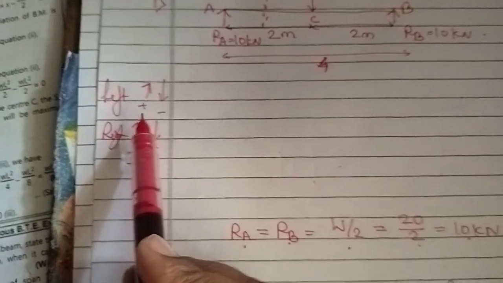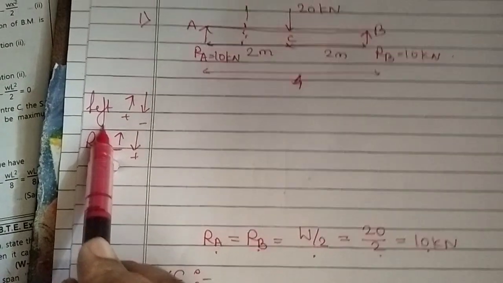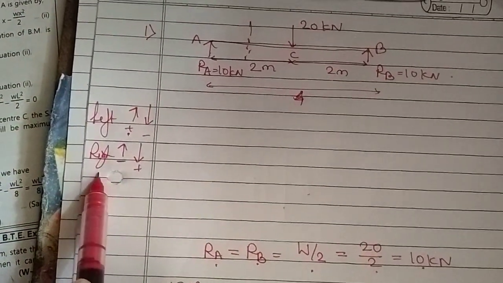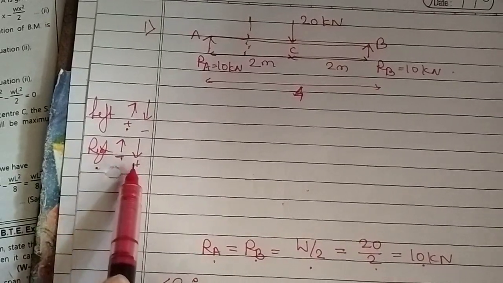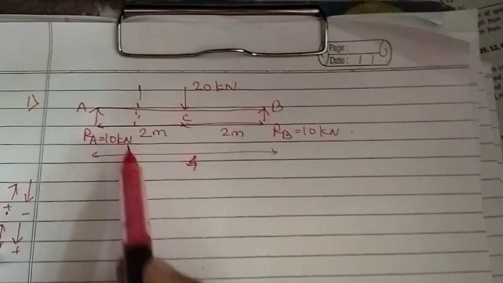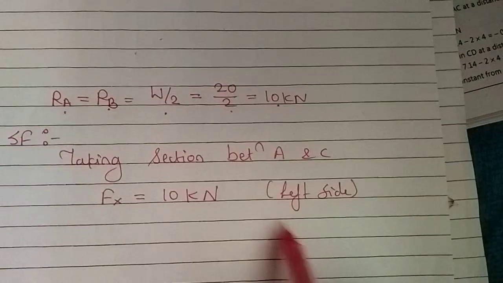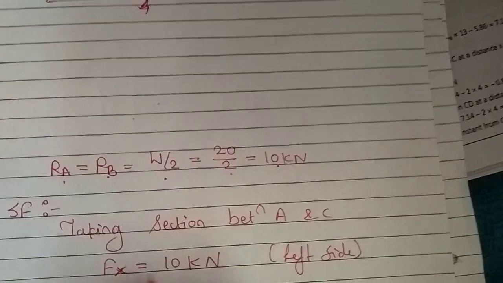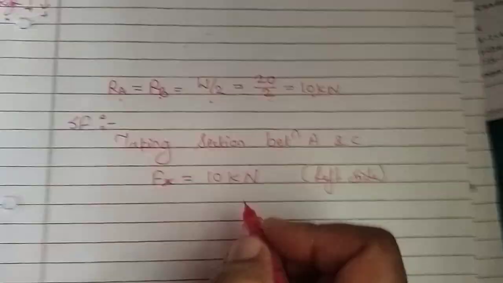What is our shear force rule? If we are considering the left side, upward is taken as positive, downward is taken as negative. And if we consider the right side, upward is negative and downward is positive. So, first of all, we are taking the section between A and C and we'll be considering the left side. On the left side, there is only one force. So, shear force Fx will be equal to 10 kilonewton.